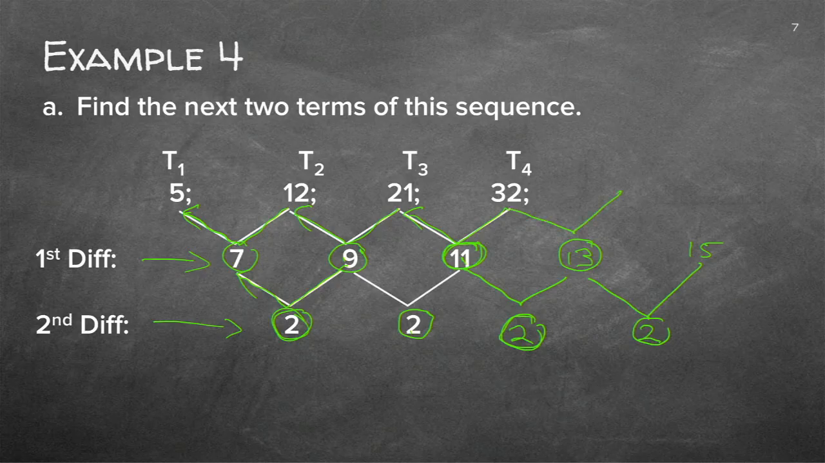And just to make very sure, this 21, they added 11. They added 11, and that gave them the 32. So what do I do? I take the 32, I'm adding 13, that gives me 45. You agree? And I'm going to do the same here. 45, I'm going to add 15, and that gives me 60. And there's my next two terms.